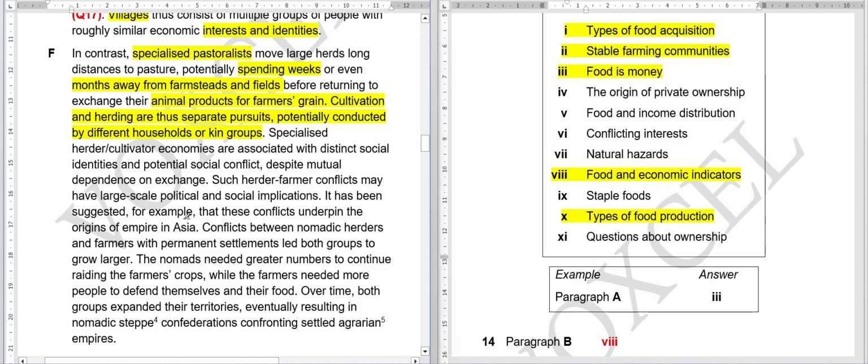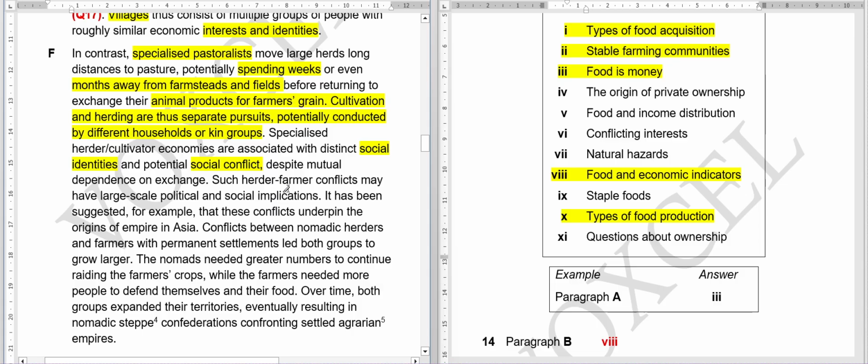Specialized herder cultivator economies are associated with distinct social identities and potential social conflict despite mutual dependence on exchange. So obviously, because they were too different from each other, there are bound to be some kind of social identity or social conflict between these two groups, though they depended on each other for some particular things.